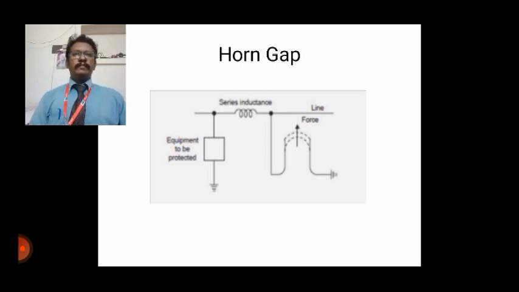The choke connected between the equipment and the horn gap serves to protect the equipment, and it serves two purposes. The steepness of a wave incident on the equipment to be protected will be reduced. Next, it reflects the voltage surge back onto the horn. So these are the two purposes.